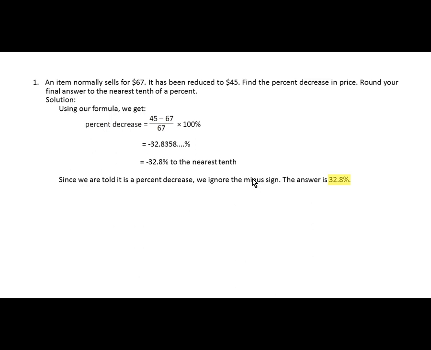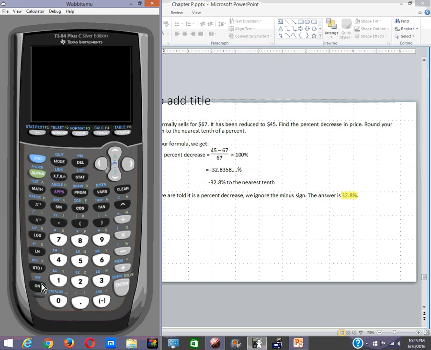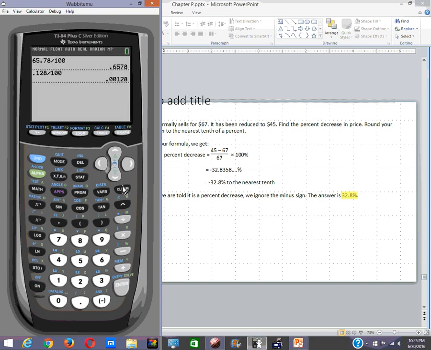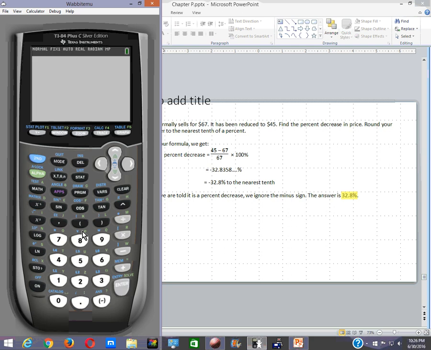Okay, again, let me show you on the calculator in case you're curious. I suppose I should turn it on. Clear. So I want to do everything on my calculator. Let me set my mode to tenth, so let me set my float to 1. Enter. Quit. Okay. 45 minus 67, close parenthesis, divided by 67 times 100. Negative 32.8.